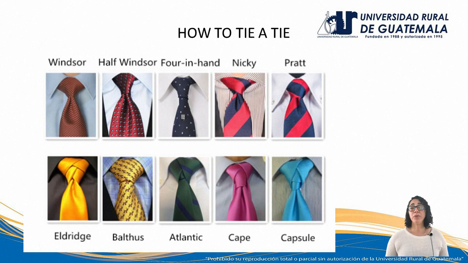Okay? And today we're also going to learn how to tie a tie. Here we have 10 ways to tie a tie: the Windsor, half Windsor, four-in-hand, Nicky, Pratt, Eldredge, Balthus, Atlantic, Cape, and Capsule. So you see all the ways that we can tie a tie. The objective of today is that you learn how to do it yourself. So we're going to have some tutorial videos also, and we're going to learn about the story of the tie.